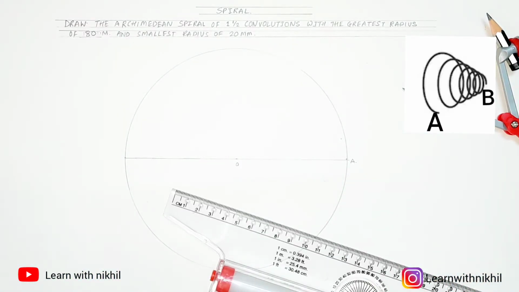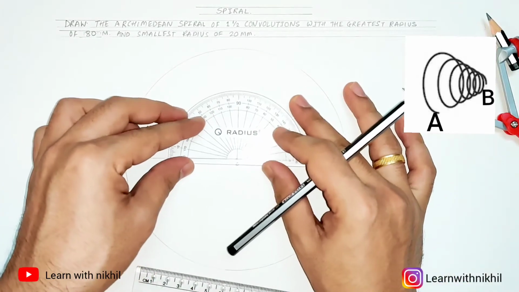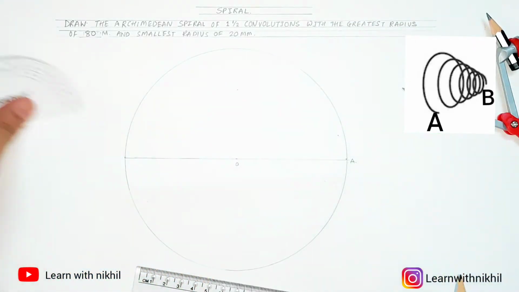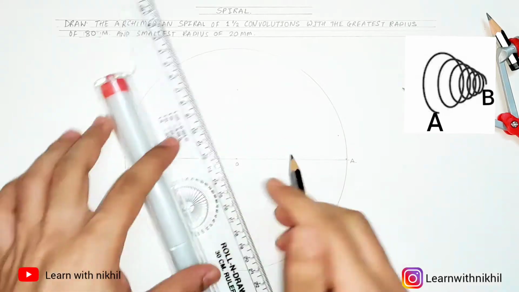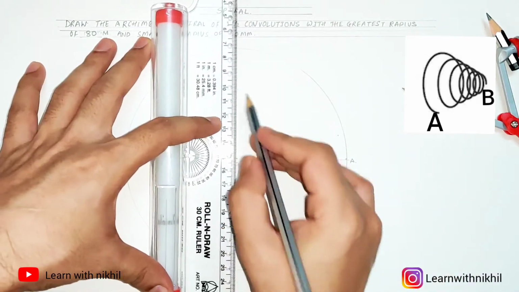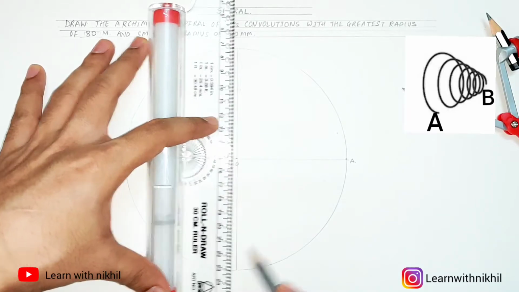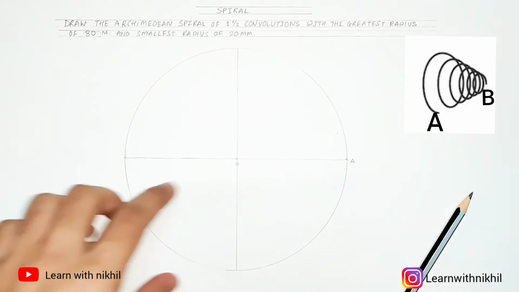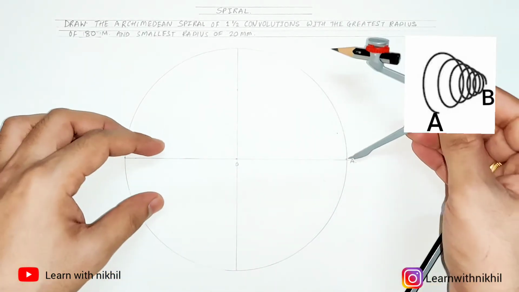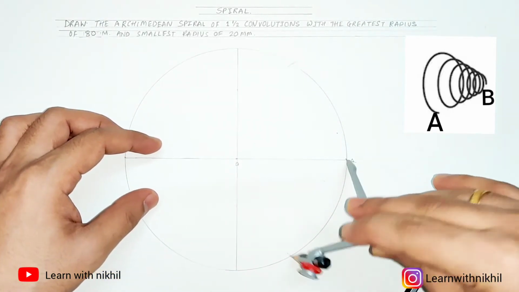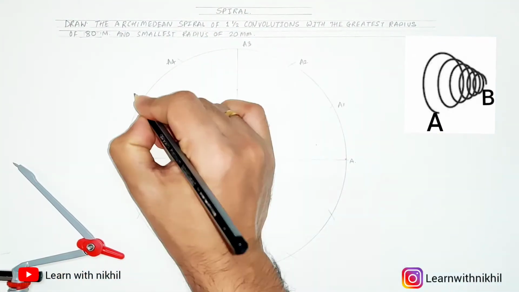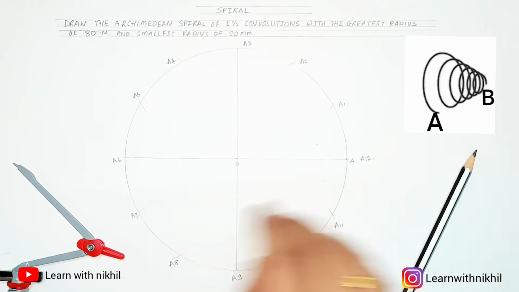So step number 1, we have drawn the circle with the bigger radius. Now we will divide the circle into 12 equal parts. For that we have drawn the perpendicular lines, and through these perpendicular lines, taking the radius on the compass, we will divide the circle into 12 equal parts. You know the process to divide the circle into 12 equal parts? If not, refer to my lecture video on basic geometric constructions.